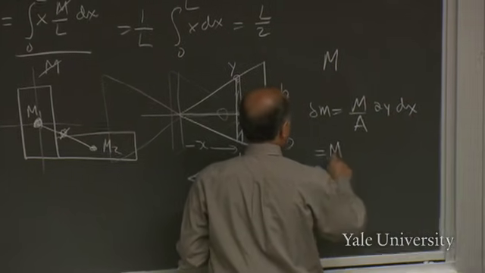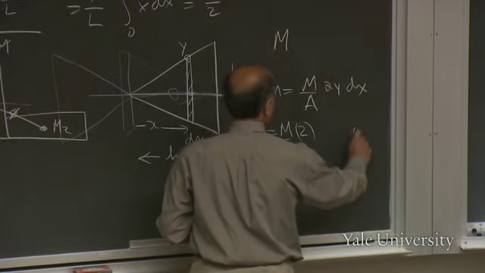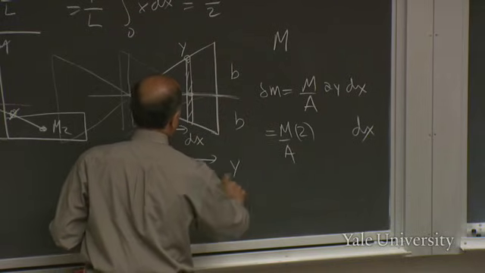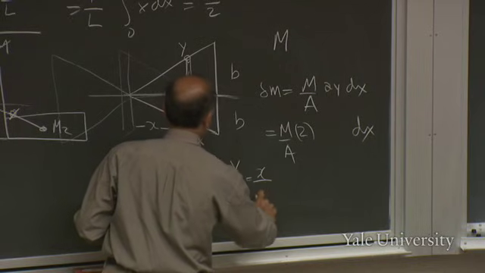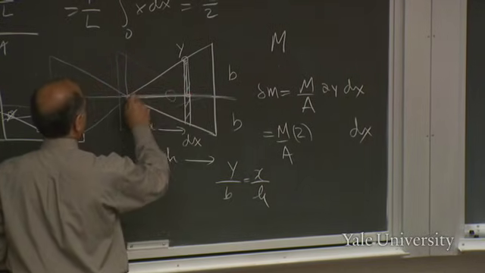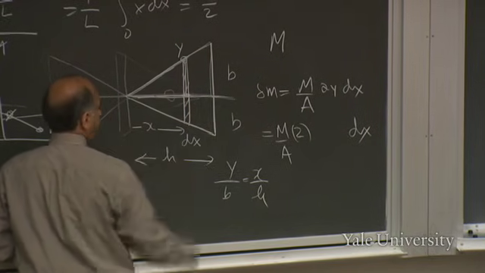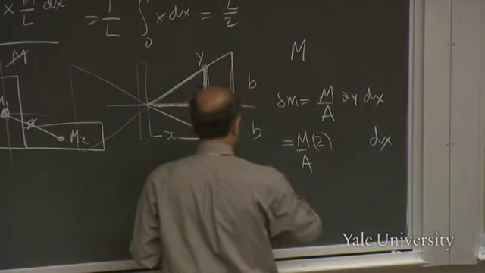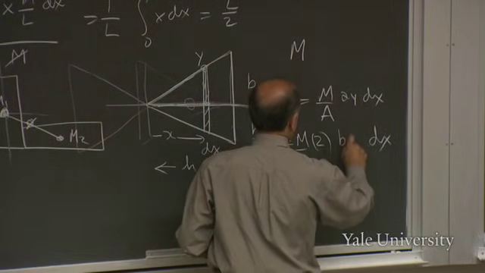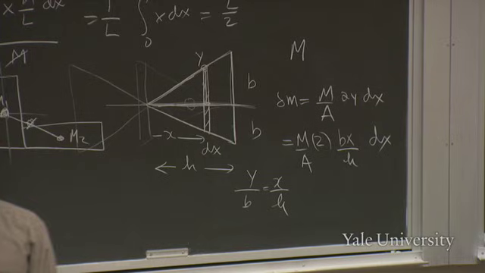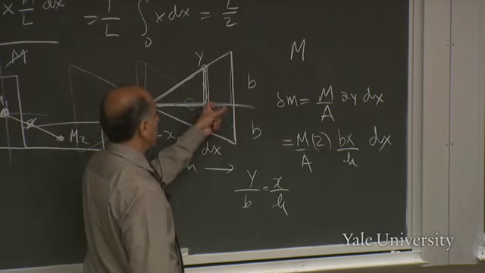But I don't want to write everything in terms of y. I want to write it in terms of x. Then I do similar triangles. Similar triangles tells me that y over b is x over h. Namely, that triangle compared to that triangle tells me y divided by b is x divided by h. Therefore, the y here can be replaced by bx over h. So that is the mass of the sliver here, and its center is obviously here.